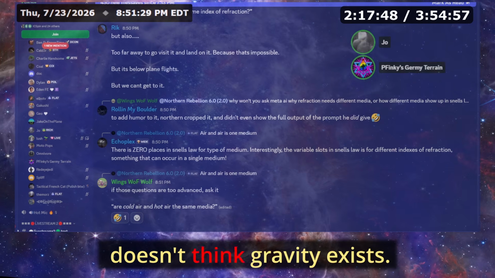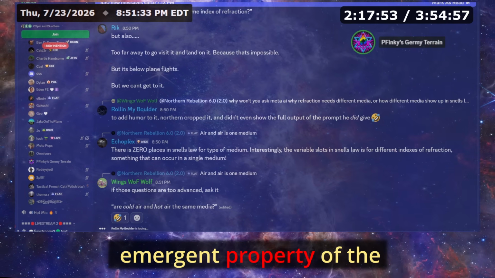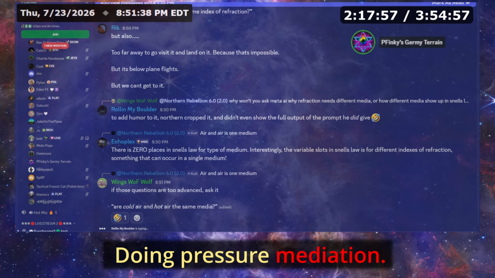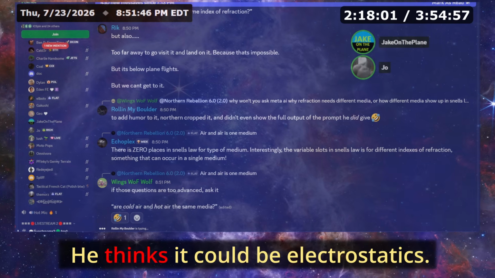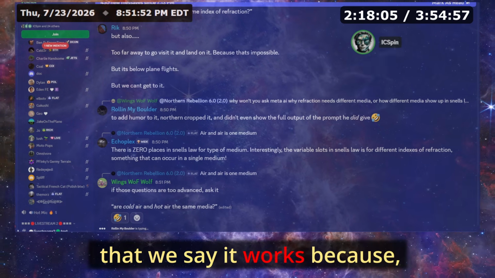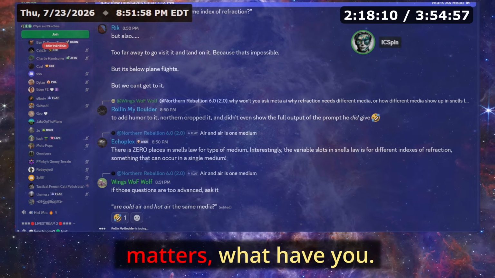I don't think it's that he doesn't think gravity exists. He just thinks it's more like the emergent property of the vibratory nature of the background. No, he said it doesn't work. Doing pressure mediation, maybe? Yeah, he didn't deny its existence. He just says it doesn't work. He thinks it could be electrostatics. Like he said, it doesn't work the way that we say it works because of the galaxies, dark matter, what have you.